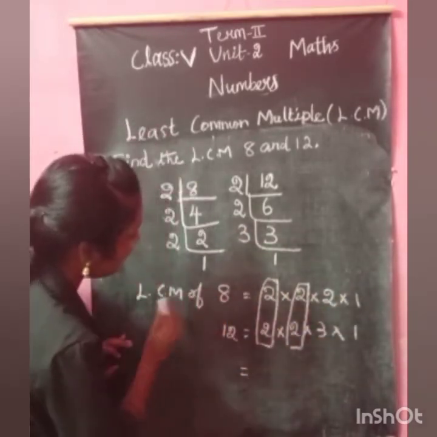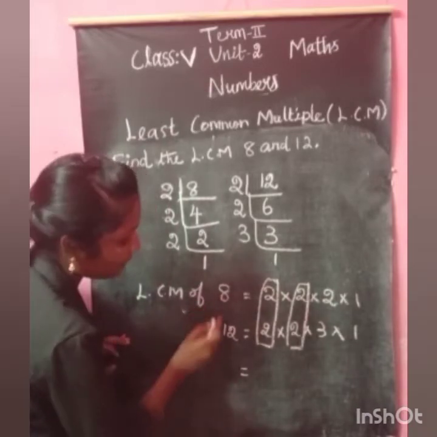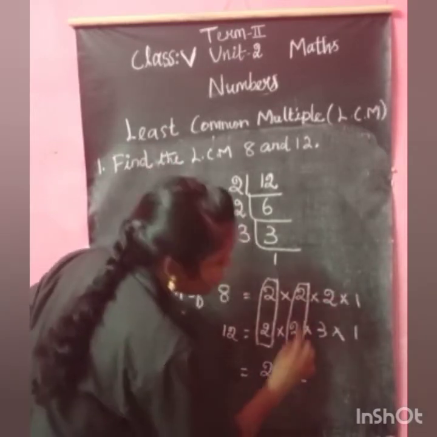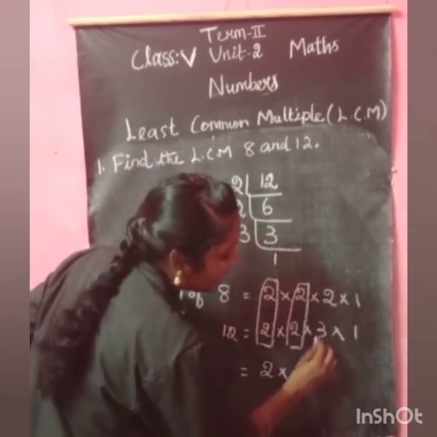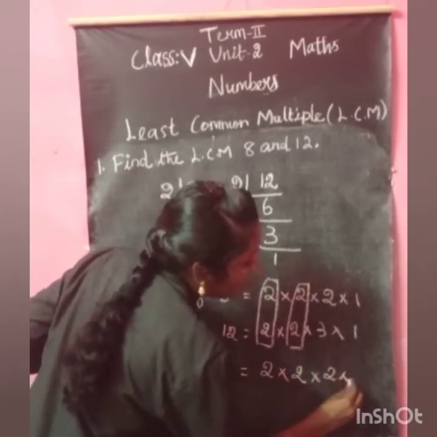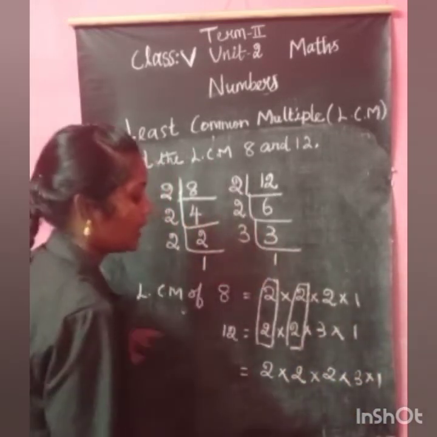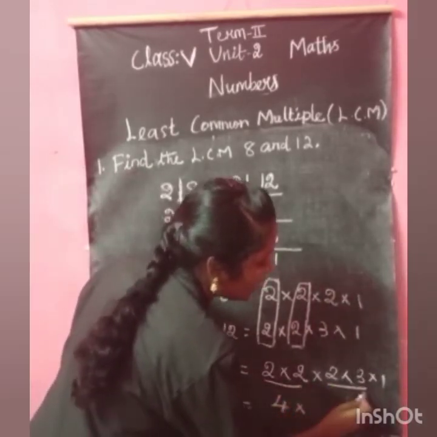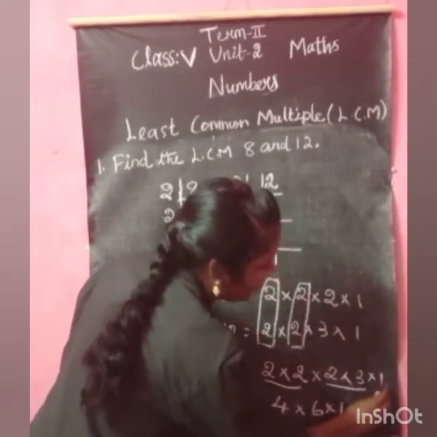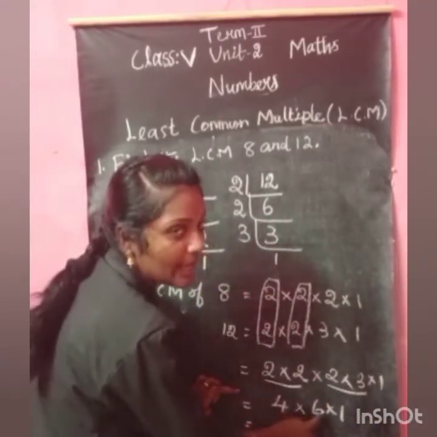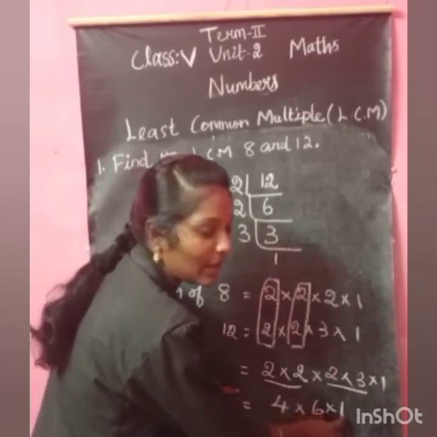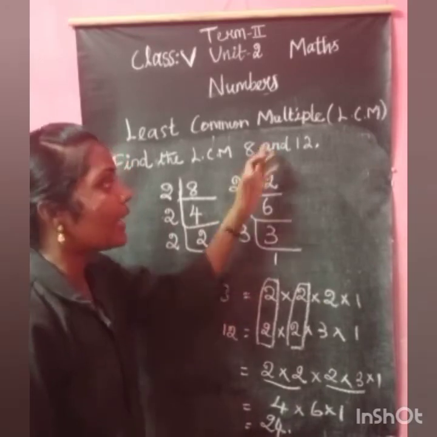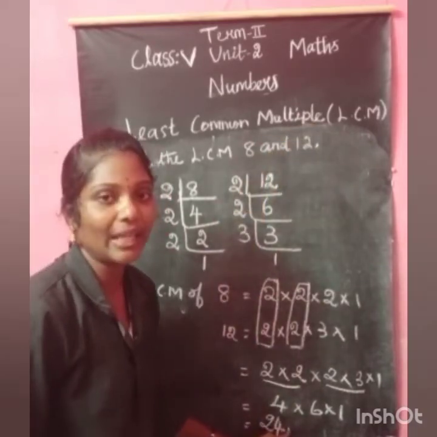So the LCM of 8 and 12 is 2 into 2, 2 is common. Next, write the remaining numbers 2 and 3 and 1. Now multiply, children. 2 twos are 4. Next, 2 threes are 6 into 1. Now write 4 sixes are 24. 24 into 1, 24. Therefore, the LCM of 8 and 12 is 24.